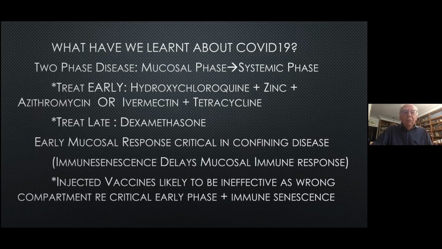So it's early mucosal disease, the response is critical, and immunosenescence, which delays the mucosal response, makes certain people very at risk. And injected vaccines, the ones we hear about all day, in my view, are not likely to be particularly effective because, given the precedent of influenza and of other coronavirus vaccines, they have not worked particularly well, because they do not give you the protection in the early phase that you need.